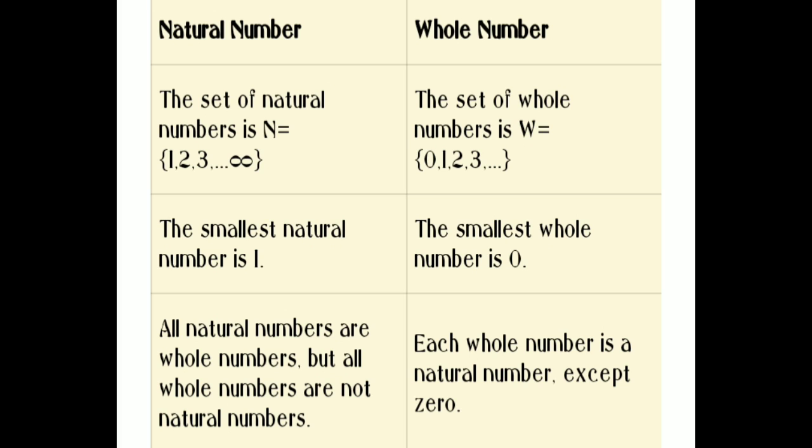The following table shows the difference between a natural number and a whole number. In natural numbers, the set is N equals 1, 2, 3, and so on. While in whole numbers, the set is W equals 0, 1, 2, 3. So the smallest natural number is 1 and the smallest whole number is 0. Then all natural numbers are whole numbers, but all whole numbers are not natural numbers. Each whole number is a natural number except 0.